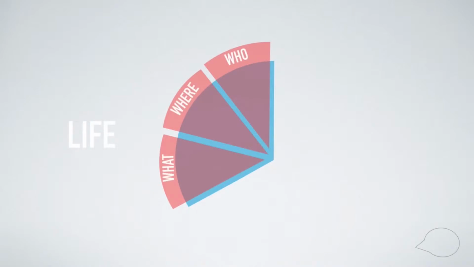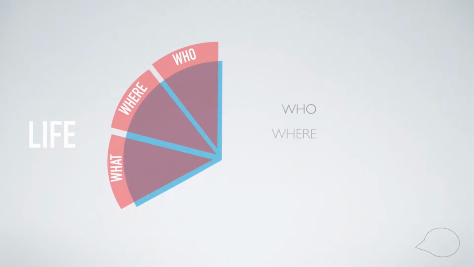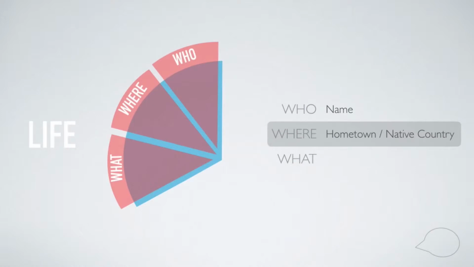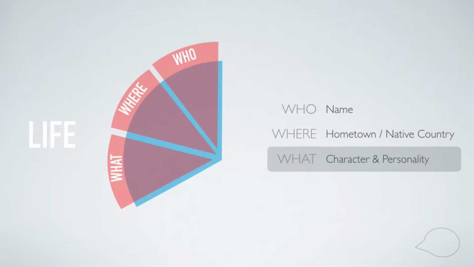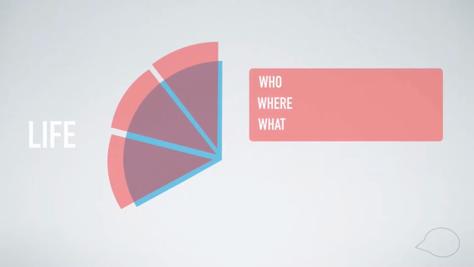Now we will write down a short piece of information for each of these W's. For who, we can say name. For where, we can say hometown or native country. And for what, we can say character and personality. So let's look at an example for part 1. For who, we have Peter. For where, we have Spain. For what, we have diligent and outgoing person.